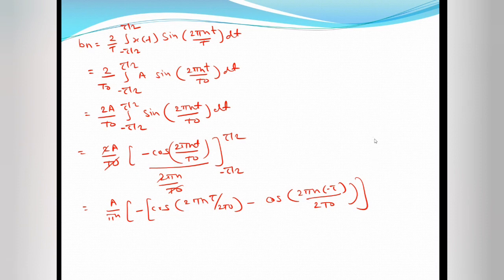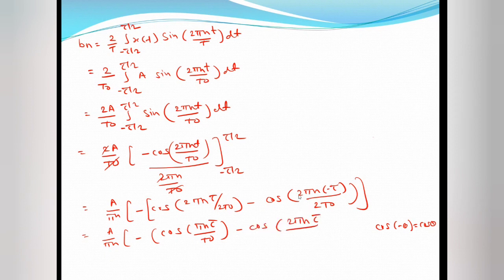And we know that according to the trigonometric identity, cos of minus theta is always equal to cos theta. So the second term, cos of minus tau, is equal to cos of plus tau. So it becomes a divided by pi n into minus cos of, 2 gets cancelled, pi n tau divided by t0, and this is also minus cos of 2 pi n tau, 2 again gets cancelled, so it is pi n tau by t0. So this cos and this cos get cancelled and therefore the value is 0. Therefore the coefficient bn is equal to 0.